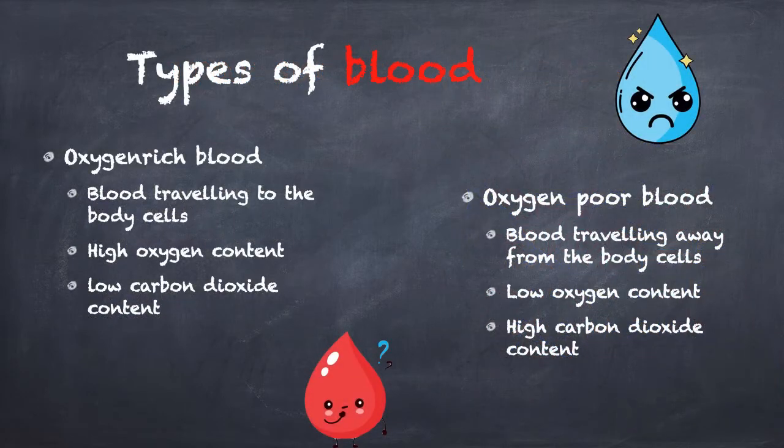Now we are going to discuss the types of blood. There are two types of blood: oxygenated blood or oxygen-rich blood, and deoxygenated blood or oxygen-poor blood.